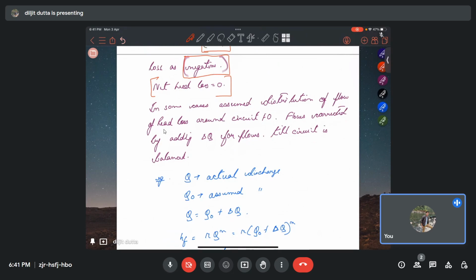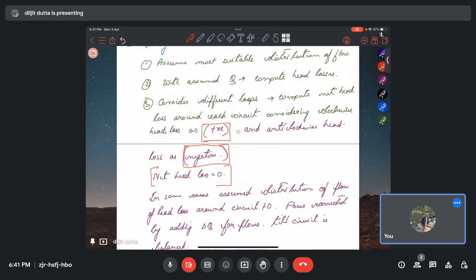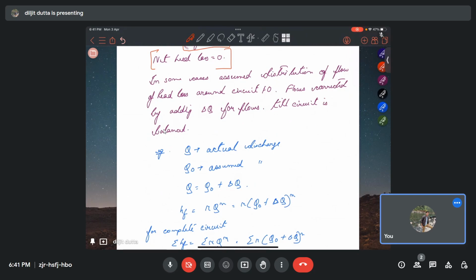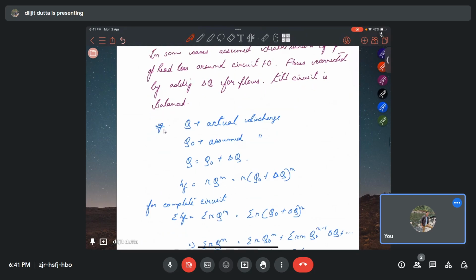In most cases, when you are assuming the value of Q, there will be some mismatch in the values of Q since we are assuming it. So the flows will be corrected by adding a value of delta Q for each pipe till the circuit is balanced. Suppose Q is the actual discharge, and Q naught is the assumed discharge, then the actual discharge Q is Q naught plus delta Q, and delta Q can be positive or negative.